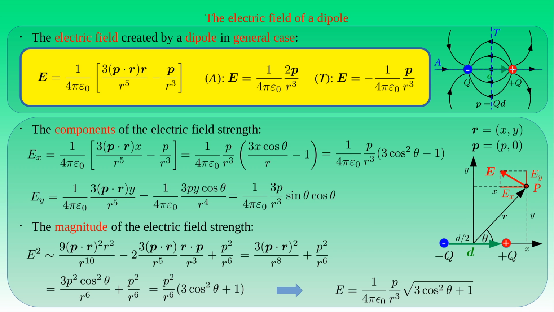The formula shows that the magnitude of the electric field strength is inversely proportional to the cube of the distance from the center of the dipole and it has an angular dependence. For a given distance from the center, the magnitude of the electric field reaches its maximum in the equatorial plane and it has a minimum value on the axis of the dipole.